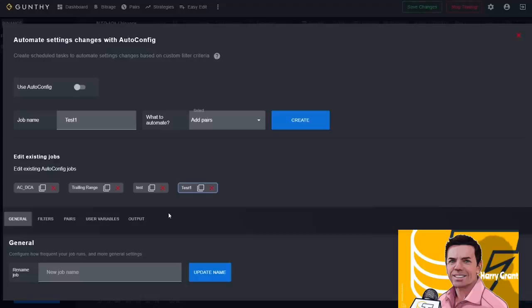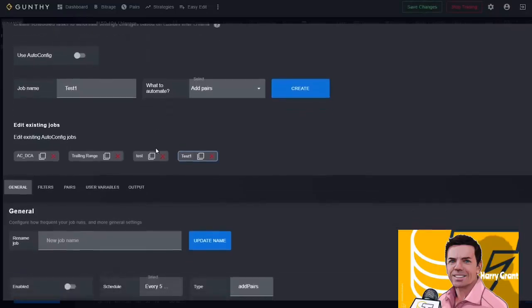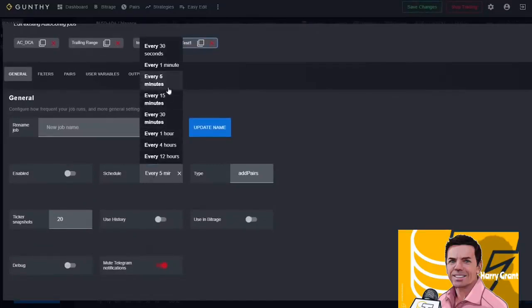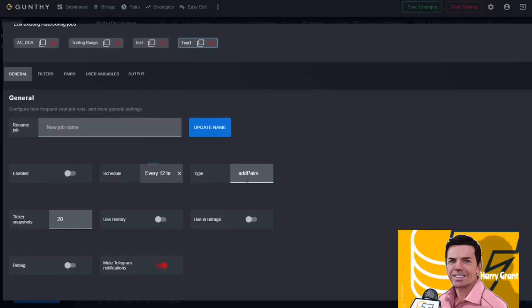So what you used to have to do in the past is manually, again, filter those pairs and then add them and start the bot again. But now with AutoConfig, you can do this all automated. So what you can do is schedule certain events with specific filters in order to modify your pairs or your strategies. So let's say that I decide to do that every 5 minutes or every 4 hours or every 12 hours, I will add pairs that have a specific value.